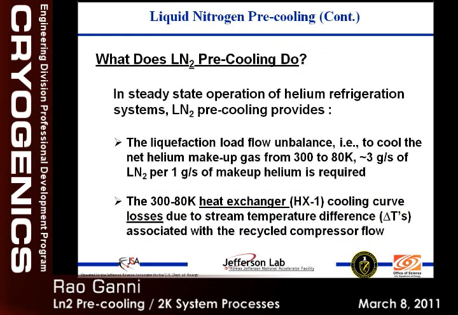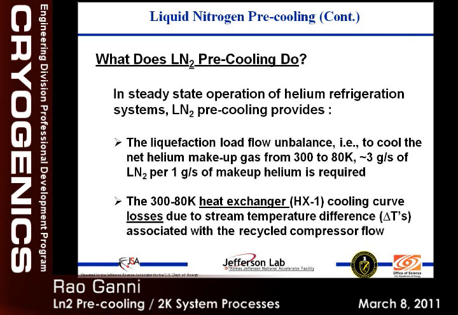So LN2 pre-cooling, what does it do? In a steady state, if I take 300 Kelvin helium gas and want to make it 4 Kelvin liquid in the dewar, liquid nitrogen helps to cool it from 300 Kelvin to 80 Kelvin, because 80 Kelvin is the nitrogen boiling temperature. Up to that point, we can use nitrogen.